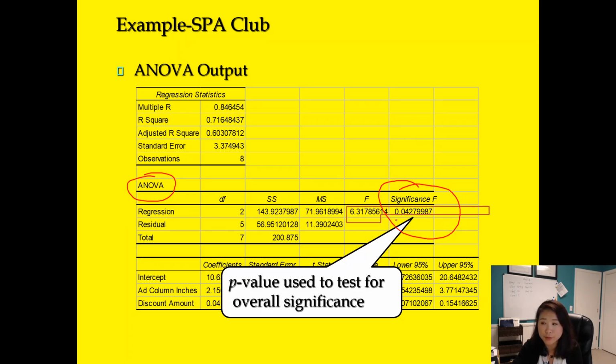So 0.042, smaller than 0.05, right? Do you reject H0? Yes, you're going to reject H0. So how about the significance of the model? It means beta 1 equal to beta 2 equal to 0 won't hold. So that is the wrong assumption. That means the model actually is significant, right? Reject H0 means you're going to have a significant model.